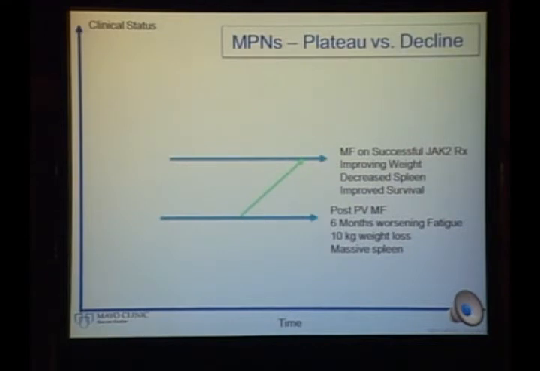Let's say they respond to ruxolitinib or a JAK2 inhibitor. Their weight's improved, their spleen is smaller, they're likely to live longer. In aggregate, this patient is not only at a better plateau, they're likely at a longer plateau. And this is a construct we could think about as we try to further and further improve the status, longevity, stability, and quality of life amongst those with MPNs.